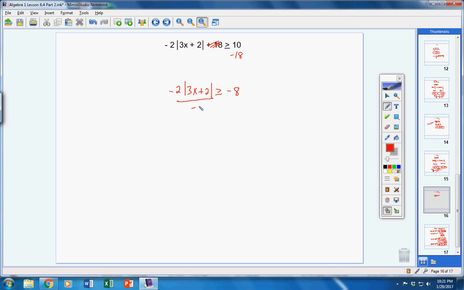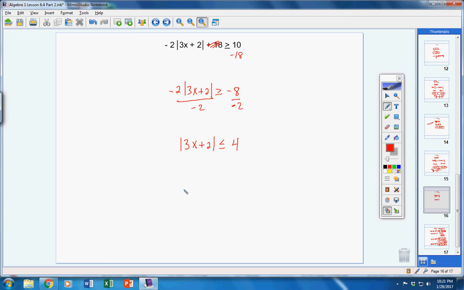Next, divide both sides by negative 2. Don't forget to turn your arrow, guys. Turn your arrow because you divided by a negative number. Negative divided by a negative is a positive 4. There we go. The absolute value is isolated. Now moving on to step 2. Do we have any of our 4 exceptions? No, we do not. So moving on to step 3.